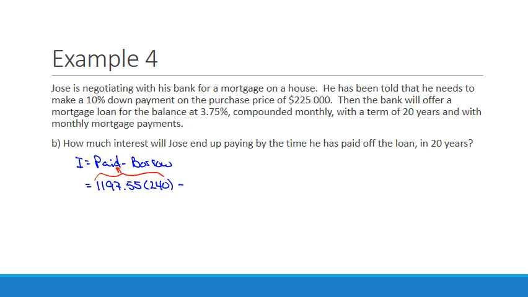To figure out how much he paid, you take the payment value times the number of payments, N, and then subtract what he actually borrowed. Remember, he didn't borrow the full amount. He borrowed $202,500 because he had to pay for the other 22,500. Then we just have to work that out. So that works out to the interest being $84,912.